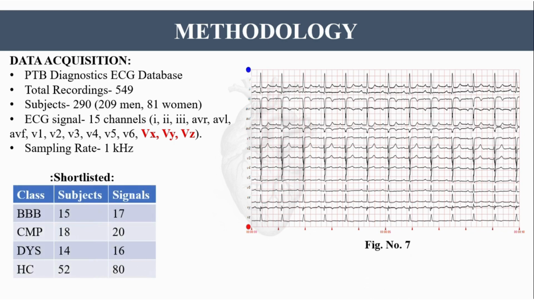The specifications of shortlisted classes: for bundle branch block, we have 17 signals against 15 subjects. For cardiomyopathy, 18 subjects and 20 signals. Dysrhythmia, 14 subjects, 16 signals, and for healthy control, 80 signals against 52 subjects. So the total number of signals under observation is 133.